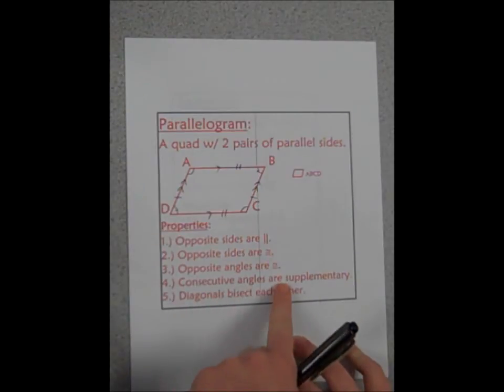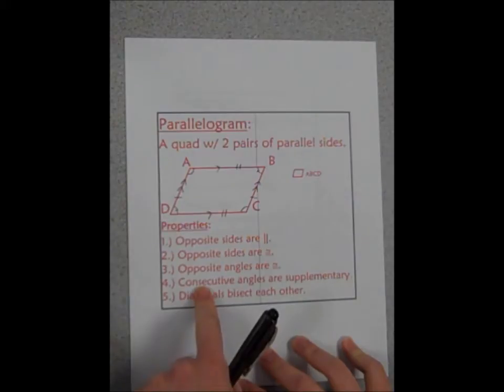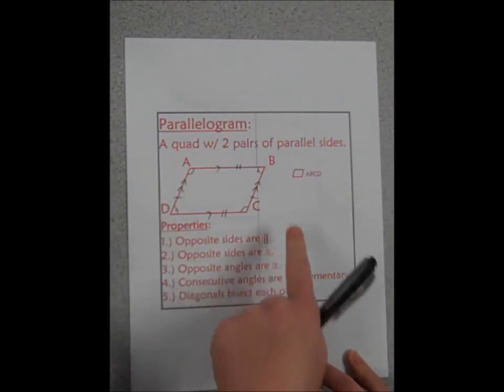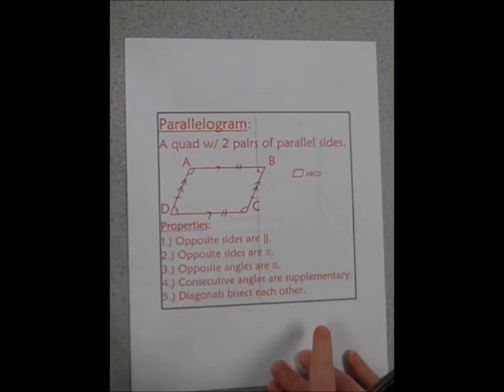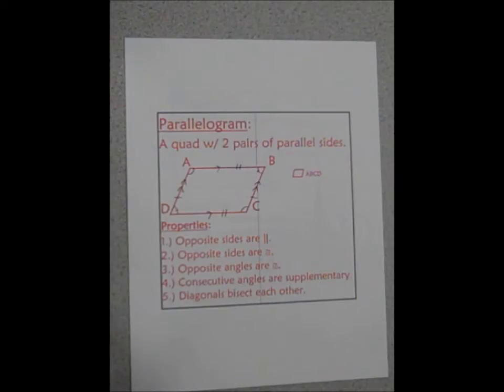Consecutive angles are supplementary. Now we're not going to mark that on our picture, but what that means is, consecutive means next to, and supplementary means they add to 180. So A and B will add up to 180, B and C will add up to 180, C and D and A. If the angles are next to each other, they will be adding to 180.